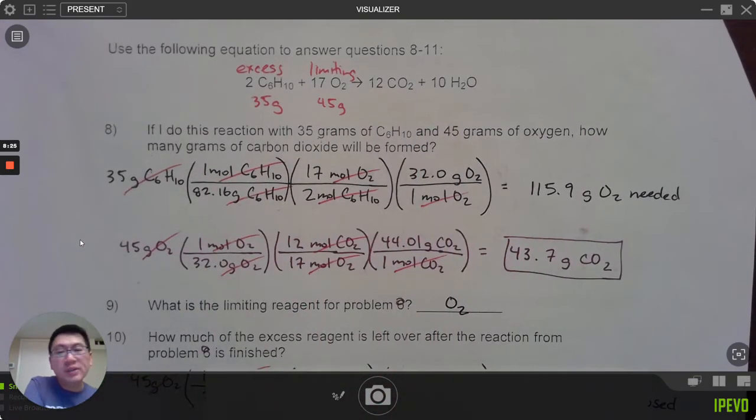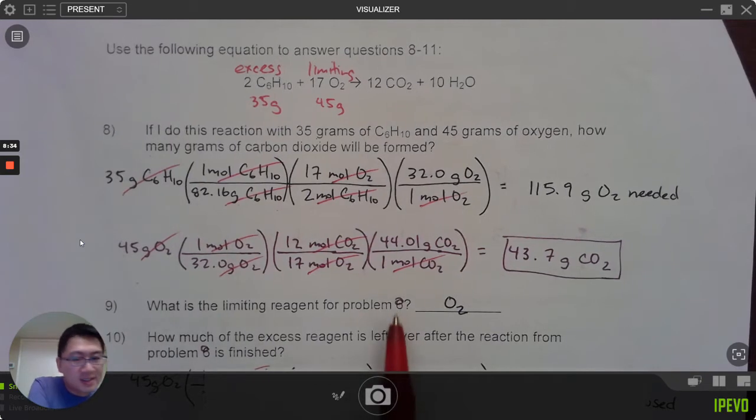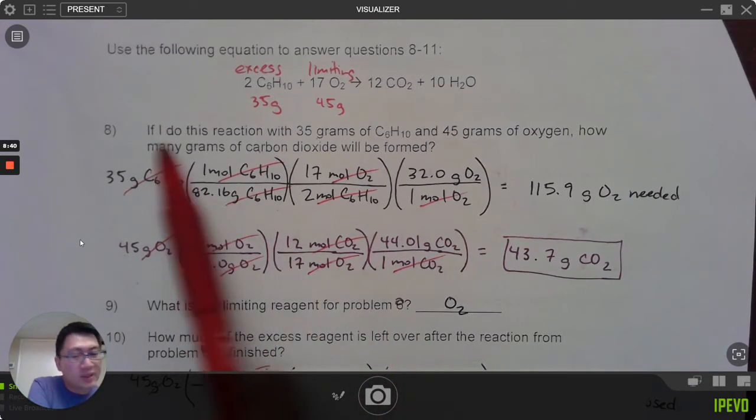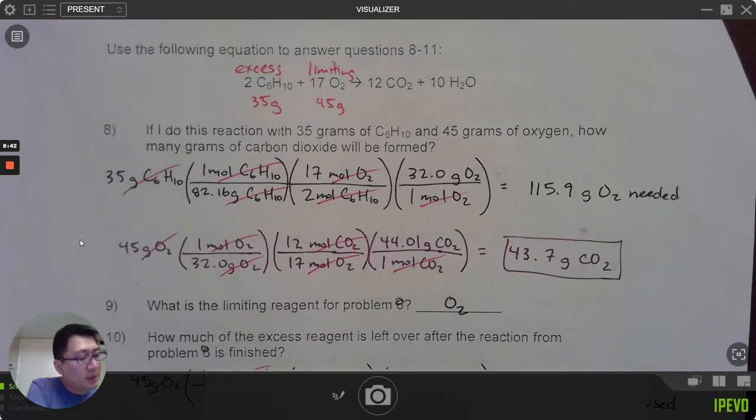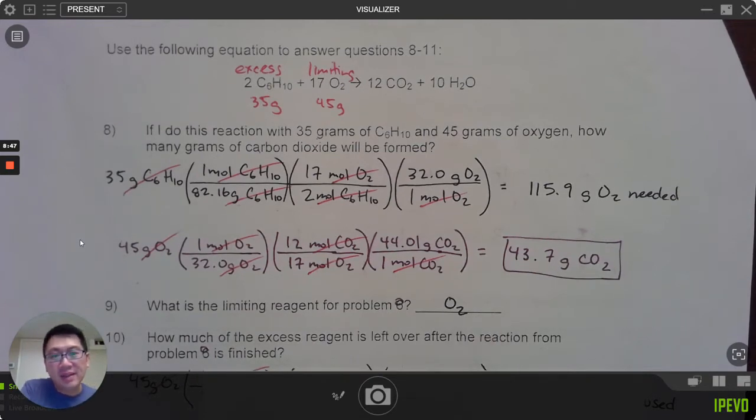Before you're like, well, which one do you start with? You first actually kind of have to do number 9. Figure out what is the limiting reagent in the problem. By the way, I should have said they're all problem 8. So questions number 9, 10, 11 are based on this one right here, problem 8. So what is the limiting reagent? I know I wrote oxygen. It is, but we first need to figure out how.